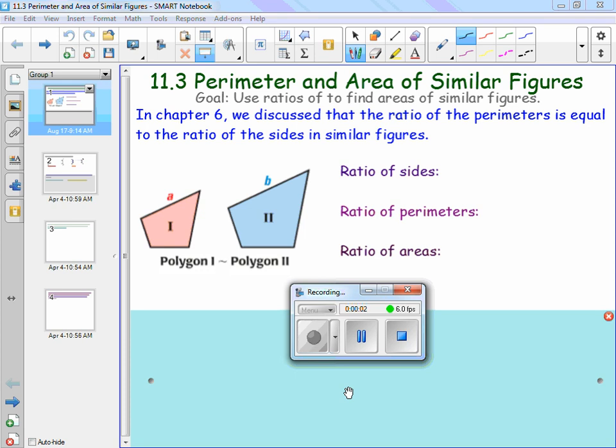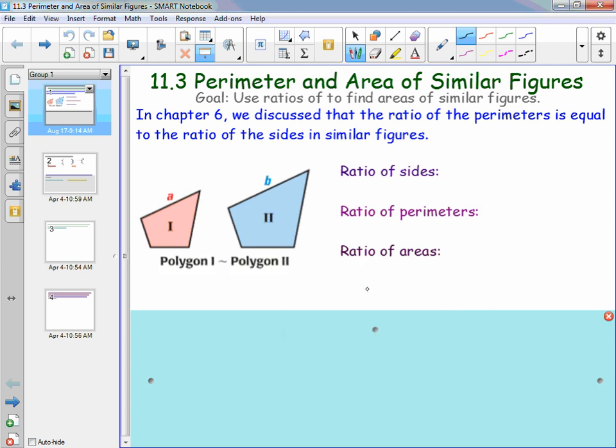Alright, section 11.3, perimeter and area of similar figures. Our goal again today is to use ratios to find areas of similar figures.